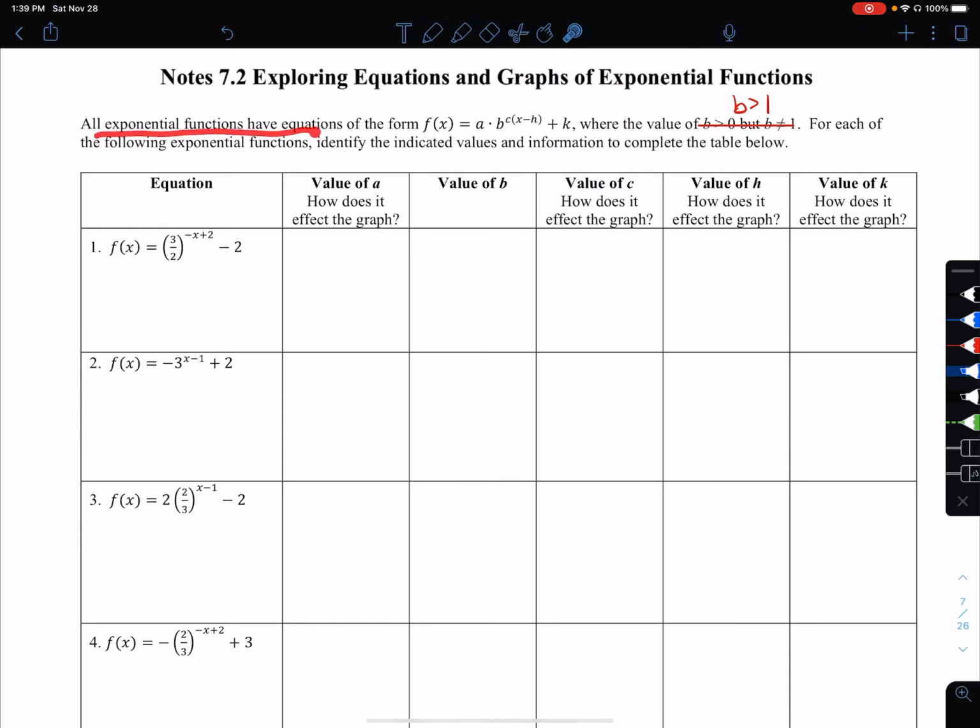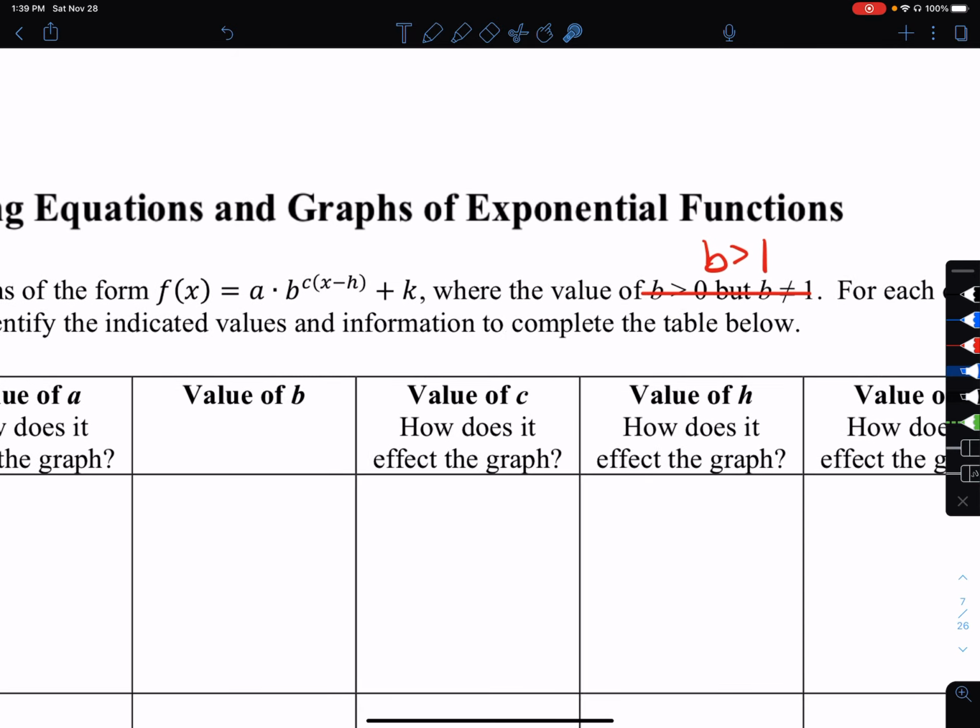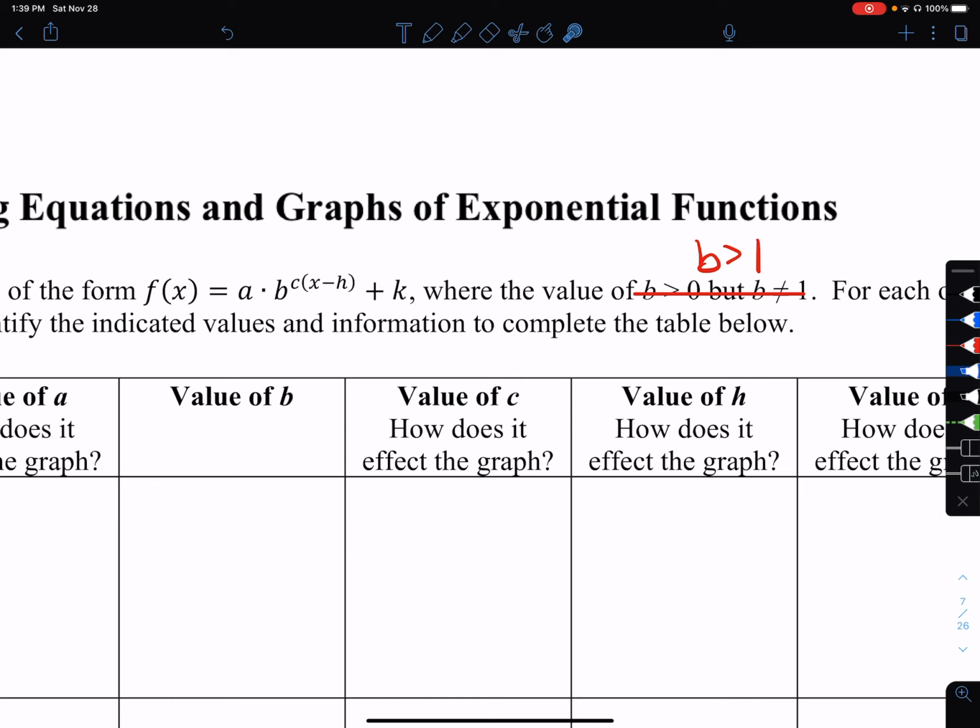All exponential functions have equations of this form. Now, it's extremely important that you recognize a couple things right here. One, this right here is the inside function, meaning that affects the graph horizontally. The A and the K are on the outside. That affects it vertically.